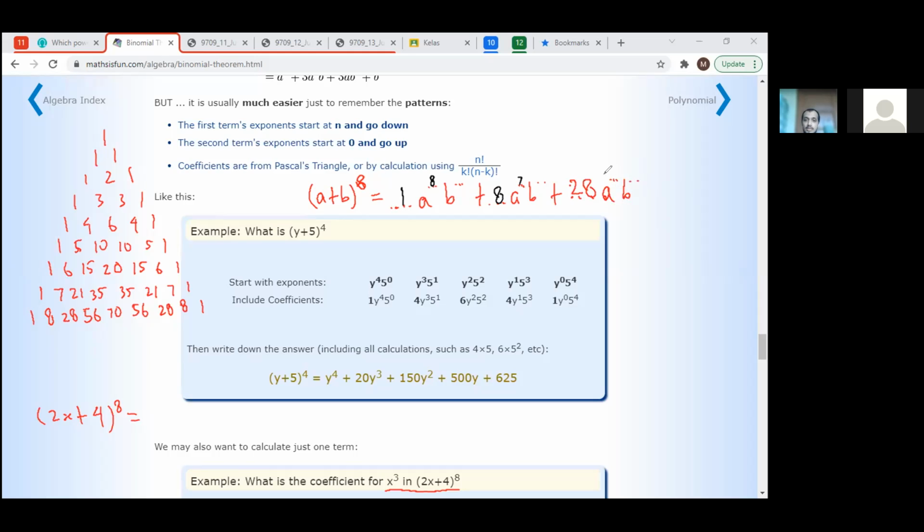So this is 8, 7, 8, 7, 6, yeah. 8, 7, 6. How about the b? The first one won't have any b, so it starts from 0. Or actually you can just erase this one. And then 1, 2, and so on.